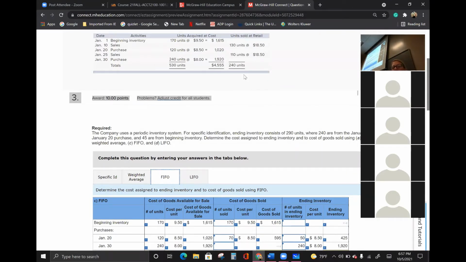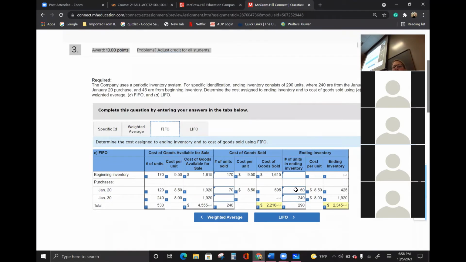It's telling you you have 240 units that you sold. You know you used 170 already from the first batch. So now I'm moving to the next batch, and I'm just taking the difference to see what's left out of the 240. So 240 minus 170 was the 70 units. So if I sold 70 of the 120, then I just take the difference again to figure out what's left. So we have 50 units left at $8.50. It's $425. Did that answer your question? Yes, it did. Okay, great.